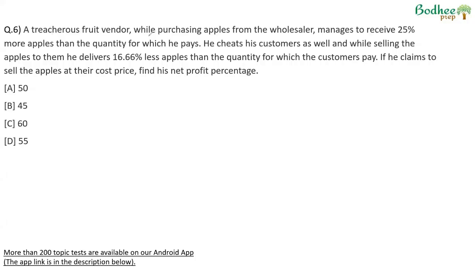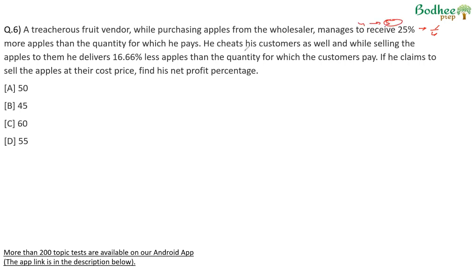A treacherous fruit vendor, while purchasing apples from the wholesaler, managed to receive 25% more than the quantity for which he pays. 25% is 1/4. So basically, if he pays for 4, he gets 5.